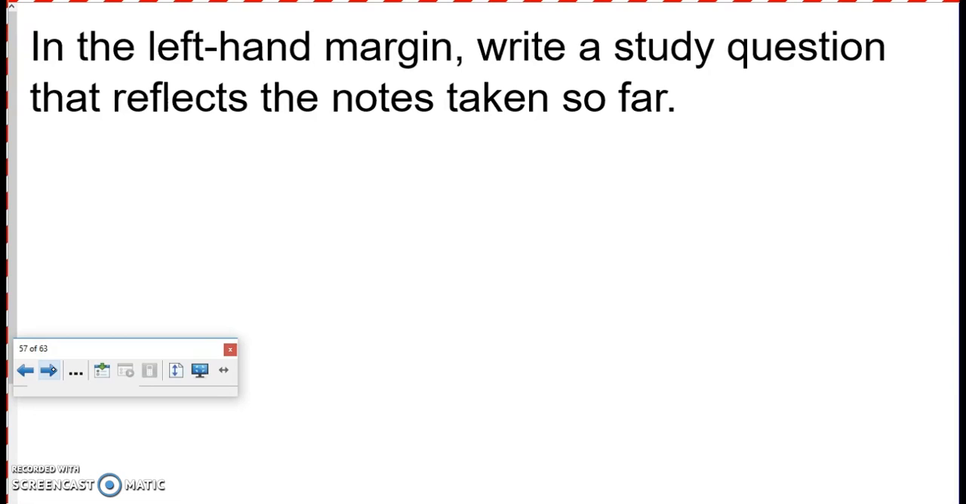All right, so in the left-hand margin of your notes, not on that left-hand page that's empty, but in the left-hand margin of the notes that you've taken so far, I want you to write a study question that reflects those notes. It could be a level 1, level 2, level 3, whatever you want to make it, but pause here and write yourself a study question that reflects those 5 vocabulary terms.